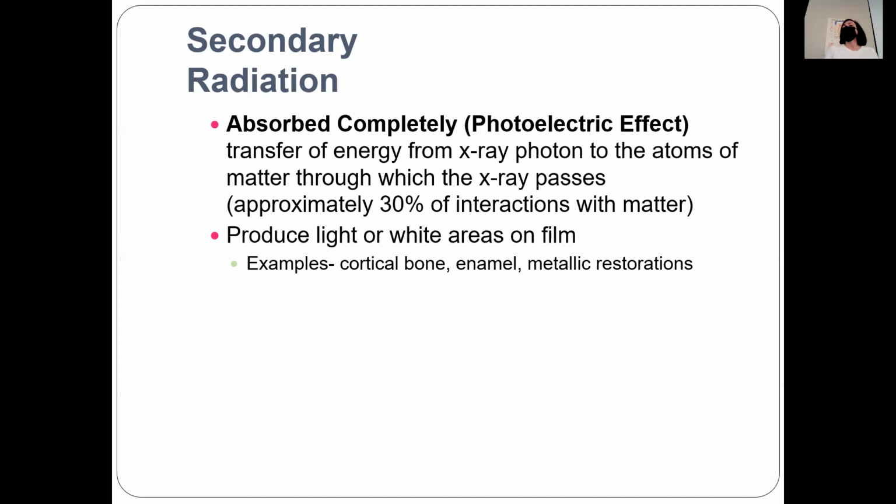And this produces the light or white areas on the film, which we would call radiopaque. And that could be in various amounts because you see the shades of gray. So the bone has different amounts of lightness. You see kind of the webbing in the bone. You see the enamel is very bright. You see dentin is less radiopaque. You see things that are metal are the most radiopaque. They're fully absorbed, so they never make it to the sensor.